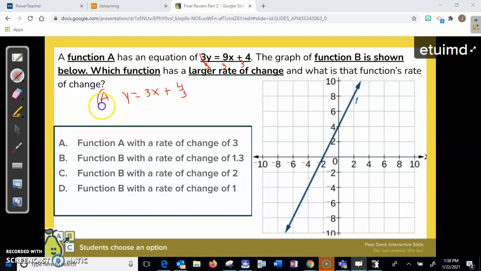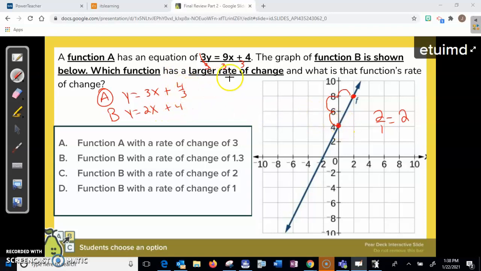So we have A, and now let's find out what B is. Right here, pick 2 points. Here's 1, here's 2, and then rise over run. You rise 1, 2, and you run 1. So my slope is 2 over 1. 2 divided by 1 is 2. So y equals 2x. My y-intercept is 4.